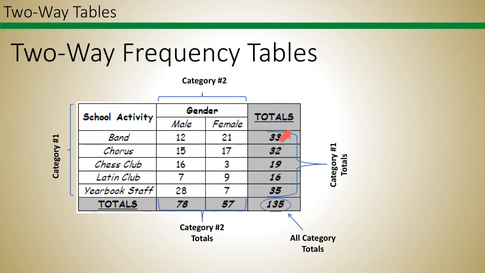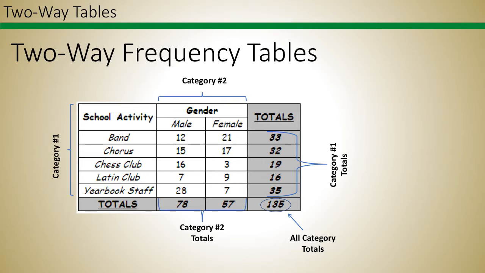And over here in this gray column, these are the totals for all of our items in category 1. So we have the total number of students in band. Down here, this is our category total for our gender. This is our total number of males, total number of females. And this bottom number is the total out of everyone.